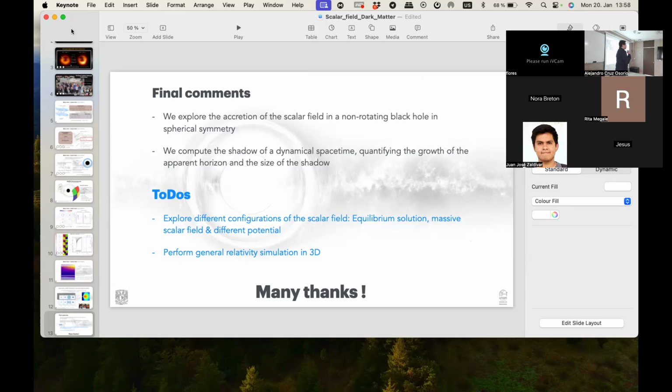I think the easier way to go is to explore the massive scalar field and also different configurations of the potential, the effective potential, because we can do it in 1D and we can use the same code. Of course, if we want to go to 3D, then we have to learn how to use Einstein Toolkit and how to modify it to introduce the components we want to have in our astrophysical scenario. You can do it actually. The 3D simulations. Okay.